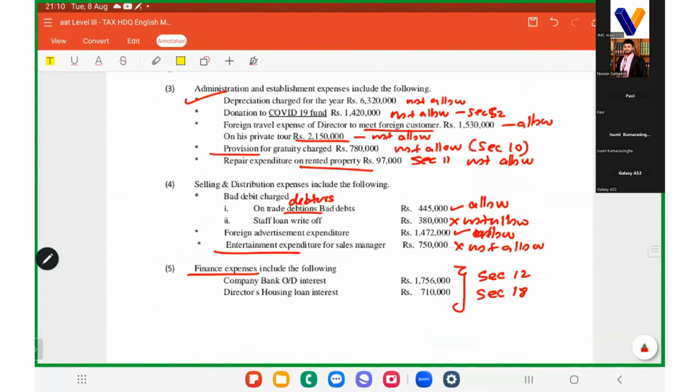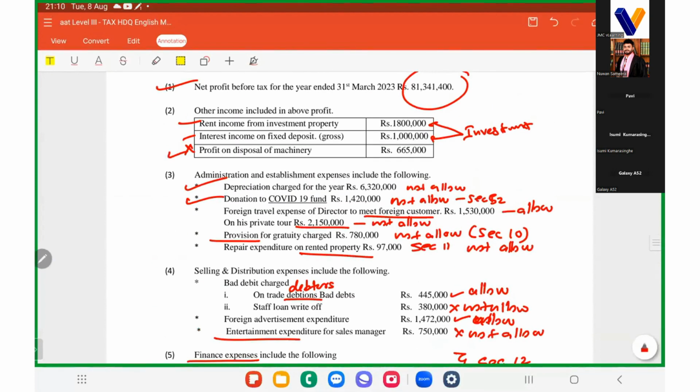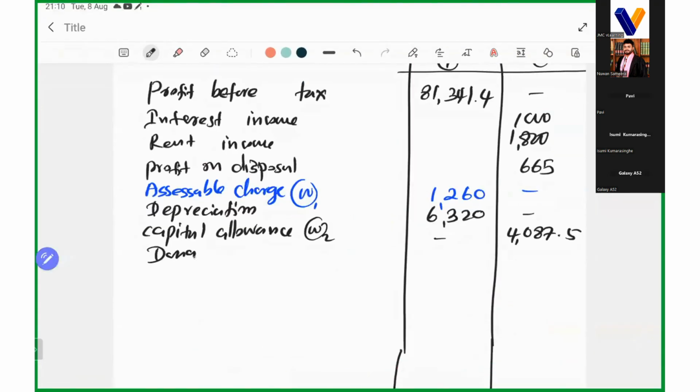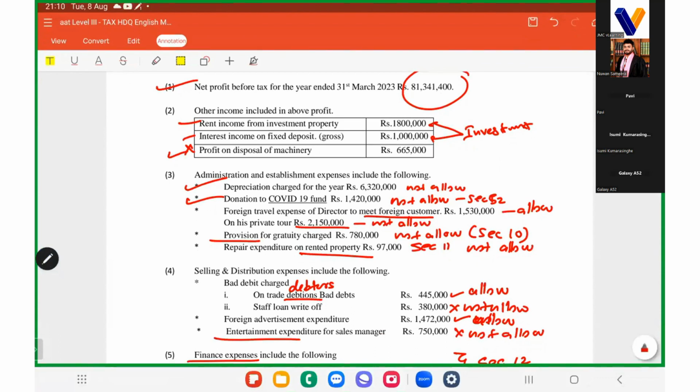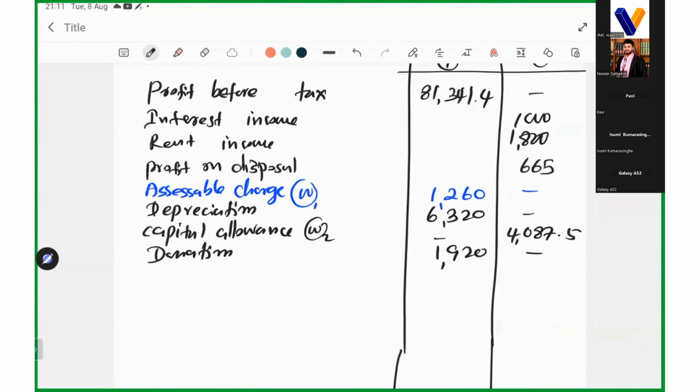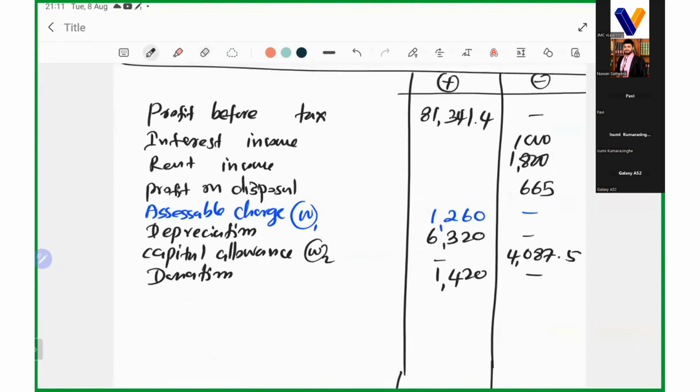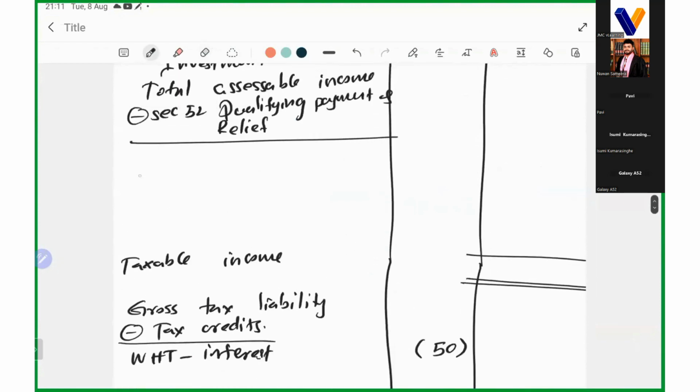Then donation, that is not allowed. How much? 1,420. So here, under that donation, COVID-19, you can take that.